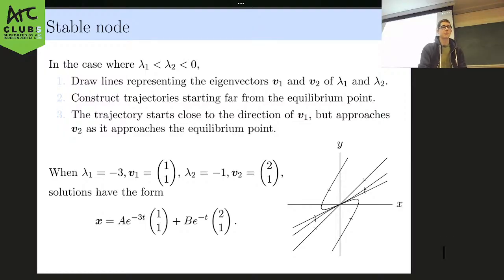Here's the case where we have two negative eigenvalues. In this case, we can write, for instance, the general solution as something like this. So what would that look like if we draw a phase diagram? When we want to draw our phase diagram, the first thing we want to do is draw our eigendirections. So if say (1, 1), that's roughly this direction.